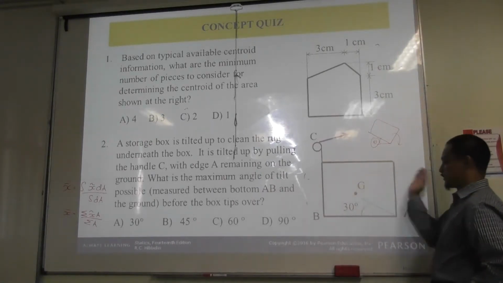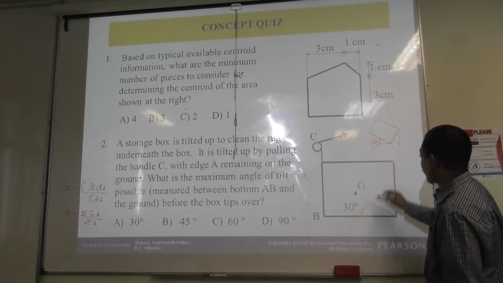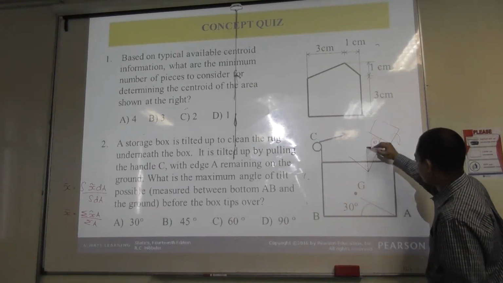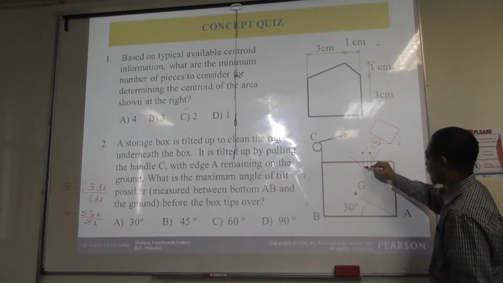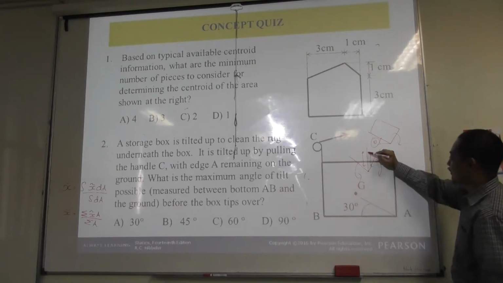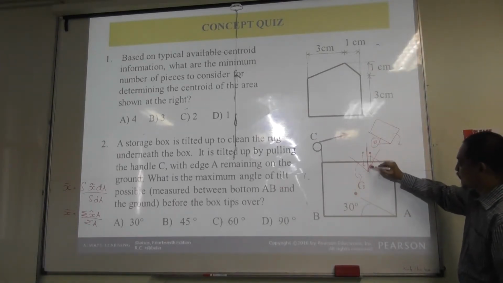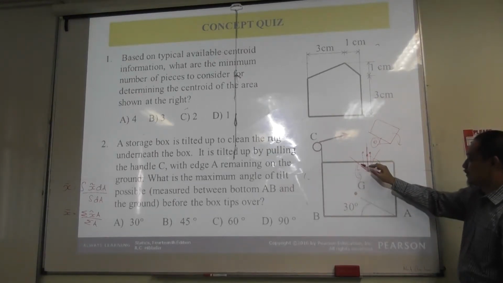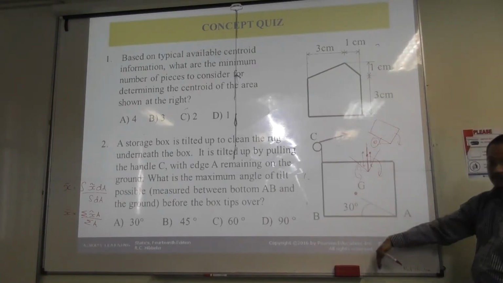What will actually make this tip over? If the center of gravity is on this side, it will produce this moment. Center of gravity on this side will produce this moment. So whenever it goes beyond this line, it tips over. What will make it be on this line? What angle here? 60, because this is already 30, so to make it 90, we have another 60.